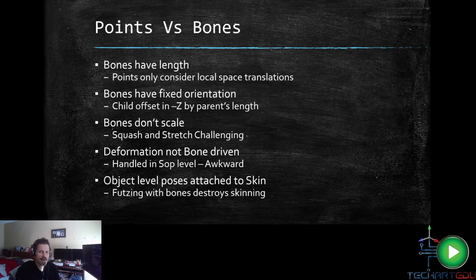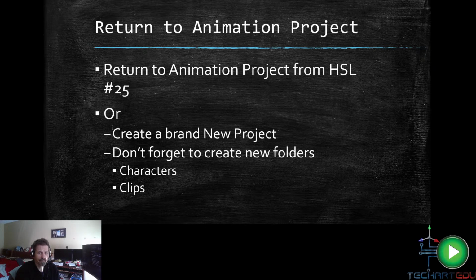Now, the deformations weren't bone driven, they were handled on the SOP level. That means the character was being manipulated inside of the object level, but the deformations were being handled on the SOP level. And that created a certain duality that was really kind of awkward. The object level poses were attached to the skin, and as soon as you futz with the bones, everything destroyed the skinning. Well, that's not the case anymore. Now with the new paradigm, you can futz with the bones and the joints all that you want, and that won't affect the skinning. So that's actually kind of cool.